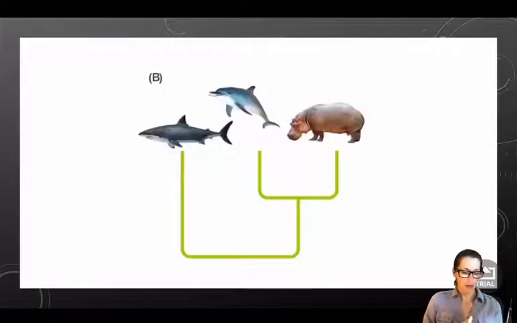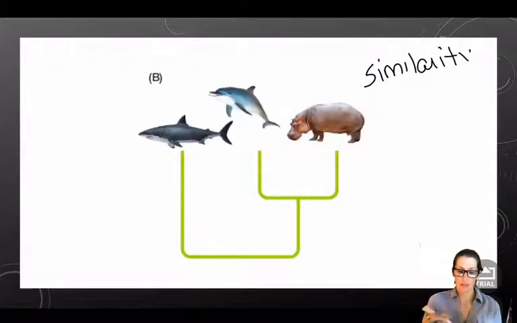All right. Another important thing to understand when we're visually looking at a tree is that similarity of organisms does not equal closeness of relationship. So similarity in form does not necessarily equal, I'll say, closeness of relationship.